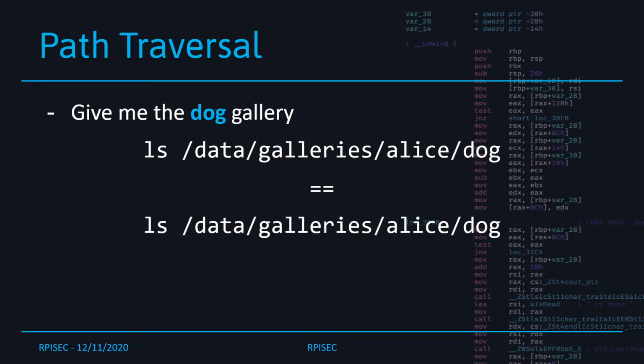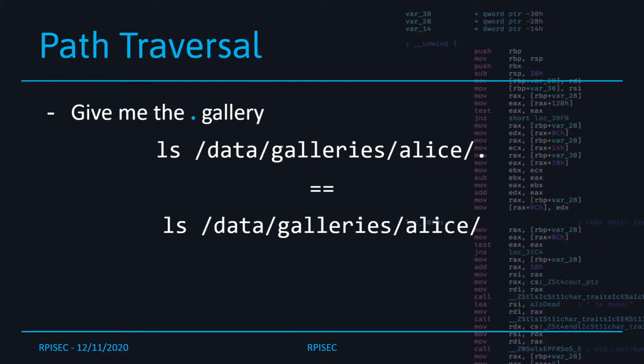If I ask for the dog gallery, it's going to look like this. We'll say, okay, data gallery is Alice dog. Pretty simple. Nothing crazy happened here. What if I ask for the dot gallery? Well, that's going to translate to this, which is /data/gallery/Alice/dot. And as you might know, dot just means the current directory, the same place. So that just translates to just Alice. So the server would respond with a whole pile of things, one for each gallery.